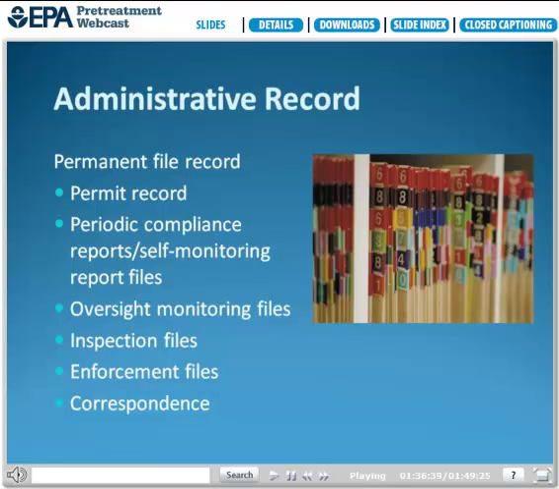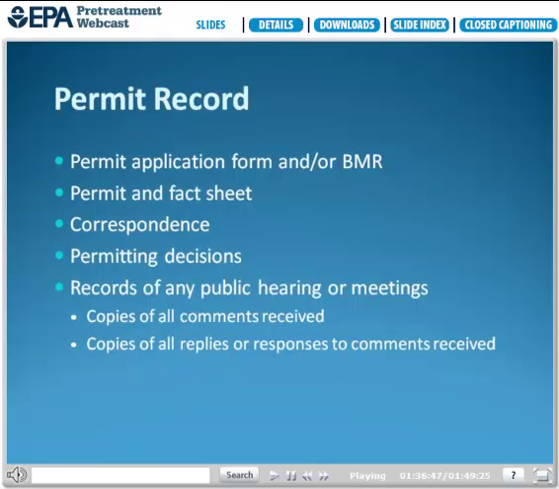Now, specifically when we talk about permit development, we're talking about having a permit record that includes all of that information used for writing the permit. You might have a permit application form that your community uses. For a categorical industrial user, you're going to have a BMR. When you write your permit, not only do you have the draft permit you developed that you might have allowed public comment on, and then your records that include all those comments you received, but also your fact sheet, which we strongly recommend be developed, that explains the basis for all those conditions in the permit.